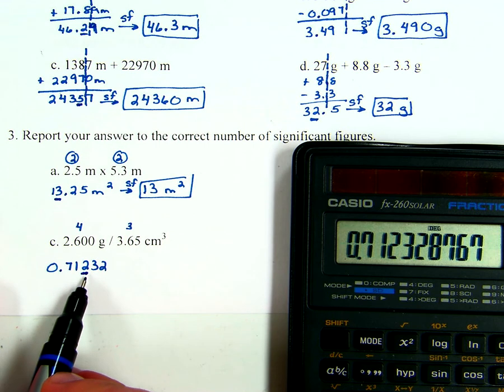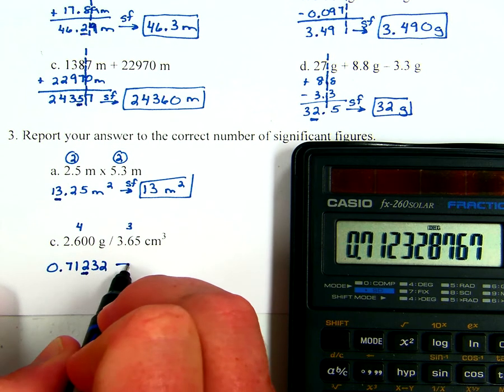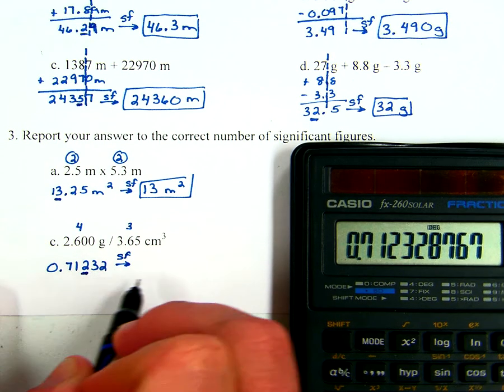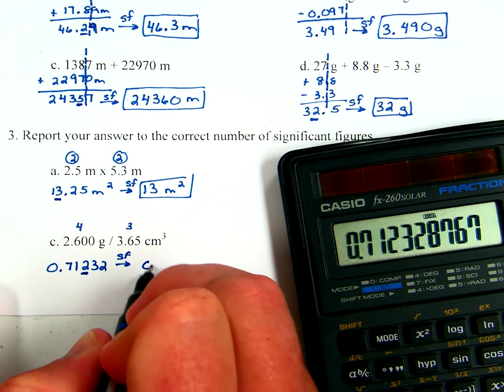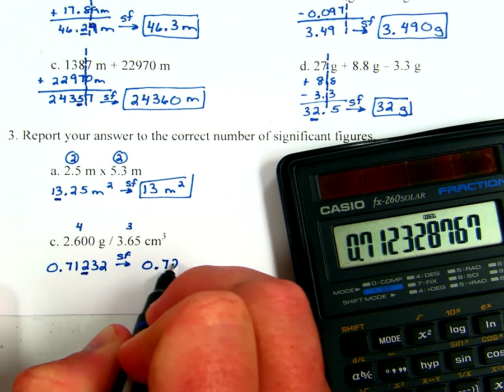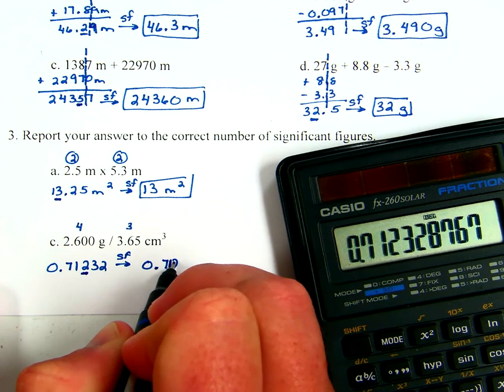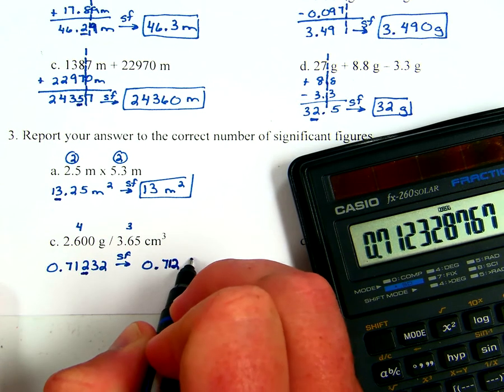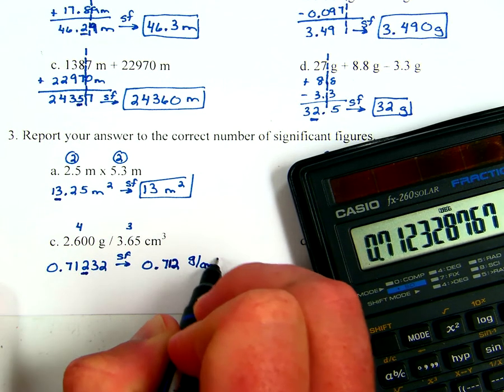I look to the next digit. It's less than 5, so I round down. So I get to leave that as a 2, so my answer is 0.7. Oh, I left out the 1. 0.712 grams per centimeter cubed. And there's our answer.